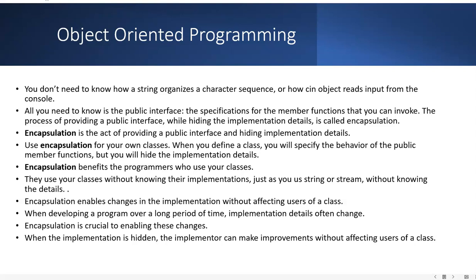Encapsulation is the act of providing a public interface and hiding implementation details. Use encapsulation for your own classes. When you define a class, you will specify the behavior of the public member functions, but you will hide the implementation details. Encapsulation benefits the programmers who use your class. They don't need to know anything about the implementation, and you can change it behind the scenes if you need to. When developing a program over a long period of time, implementation details often change. You try this data structure or that data structure. Encapsulation is crucial to enabling these changes. When the implementation is hidden, the implementer can make improvements without affecting users of the class.